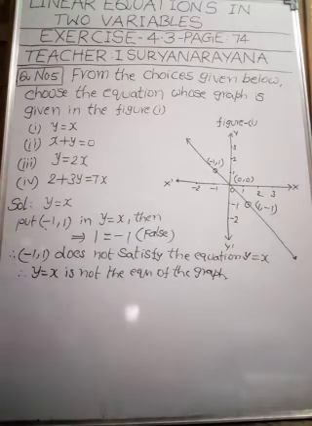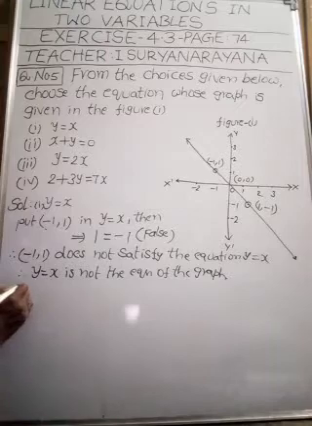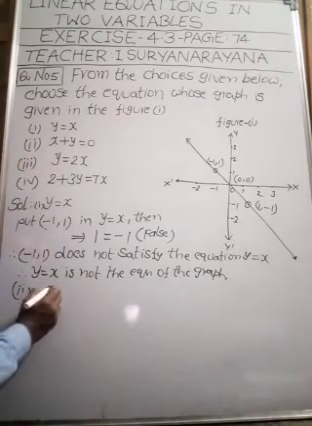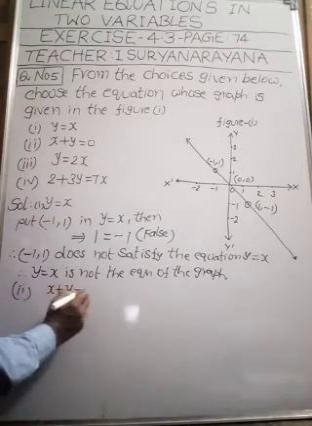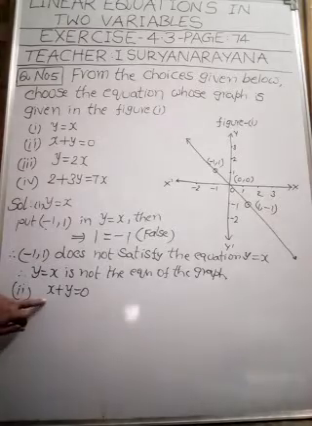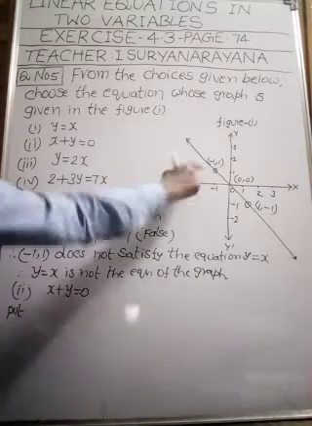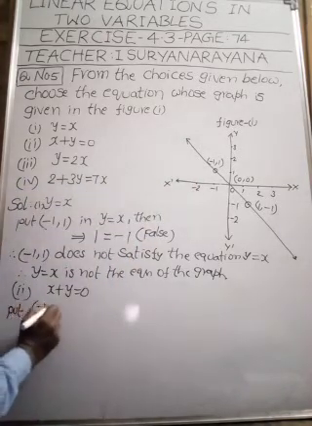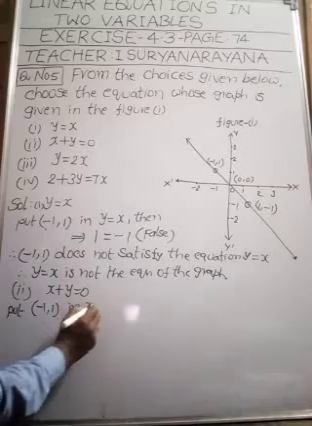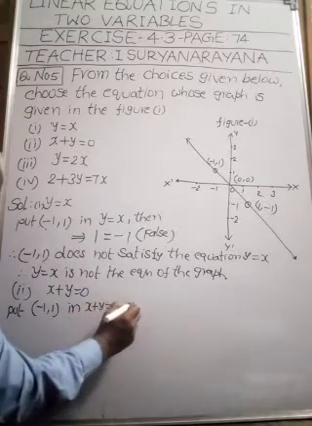Right. Now come to the second equation. Let us take the second equation, x plus y is equal to 0. Now let us check whether this is the equation of this graph or not. Let us take the first point, minus 1 comma 1, in x plus y is equal to 0.